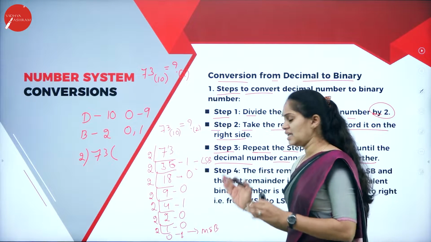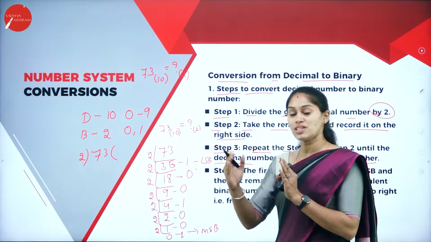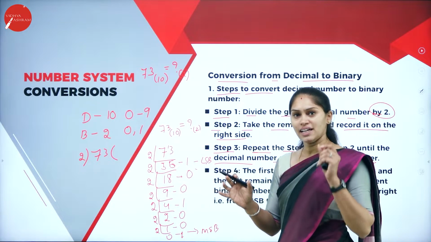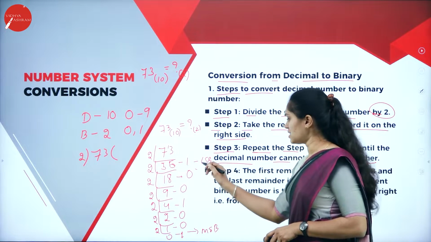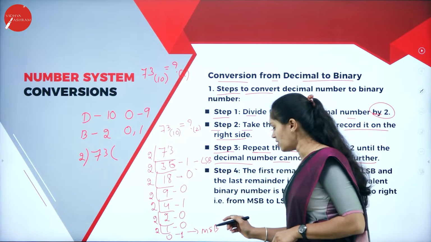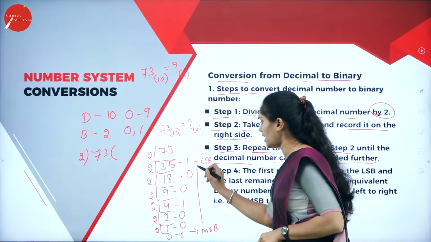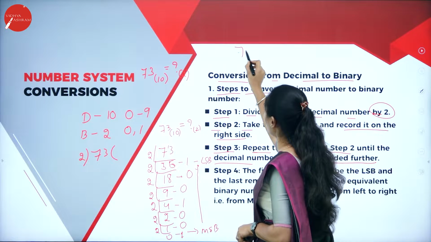MSB is nothing but the leftmost digit, and LSB is the rightmost digit that has lower weight, and MSB has more weight. So that is most significant bit, and this is least significant bit. Then how are we going to write an answer? From MSB to LSB. Okay, so what is the equivalent of 73 now then?